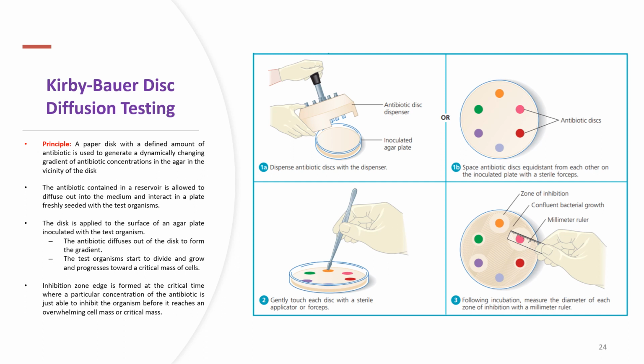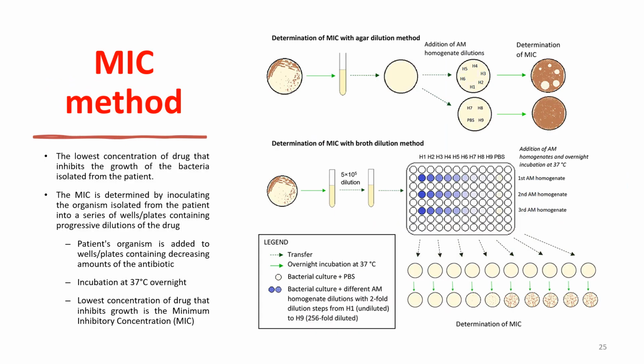They are further incubated for about 18 to 24 hours. After that incubation period, the clear zone is measured with a scale. Based on the diameter of the clear zone, it is interpreted as sensitive, intermediate, or resistant. Let us talk about the dilution method.